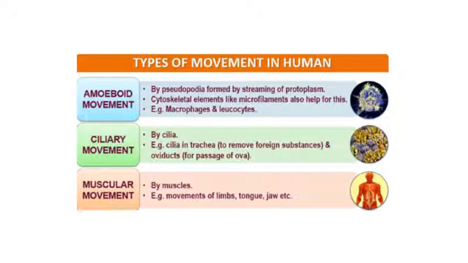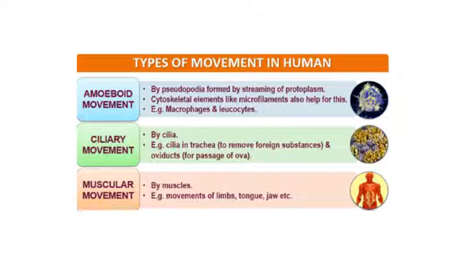There are three types of movements in humans. These are amoeboid, ciliary, and muscular movement. Amoeboid movement is shown by pseudopodia, which is formed by streaming of the protoplasm. Cytoskeletal elements like microfilaments help in these movements. These movements are shown by our cells like macrophages and leukocytes. These are especially important in our immunity.